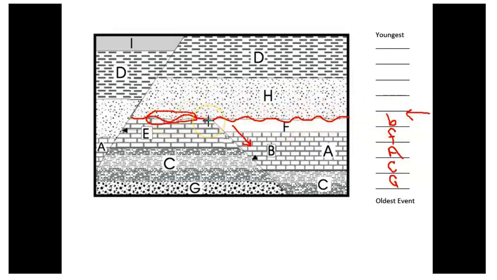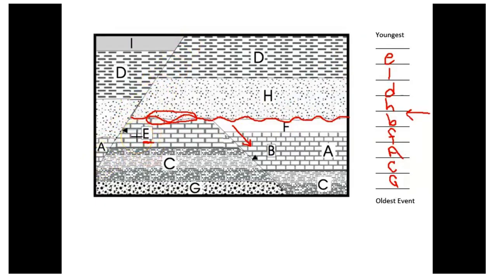After this erosional event, we had the deposition of rock unit H, the deposition of rock unit D, and the deposition of rock unit I. In this fashion, and based on the principle of superposition, we know that H was deposited before D, and D was deposited before I. And after the deposition of I, we have another fault. This is fault E, and fault E cuts through all of these rocks. Based on the principle of cross-cutting relations, it must be younger than all the rocks it cuts through.